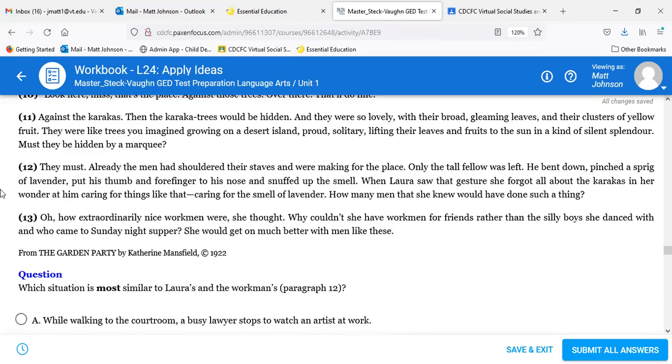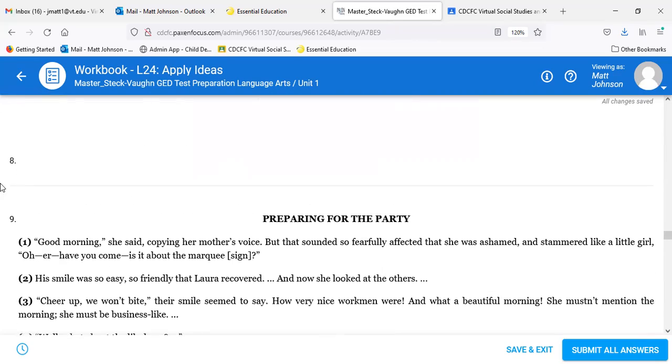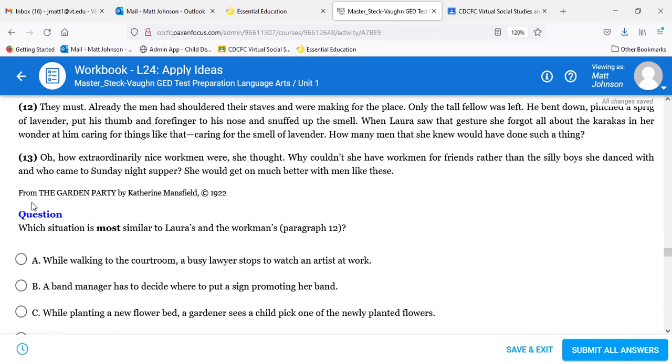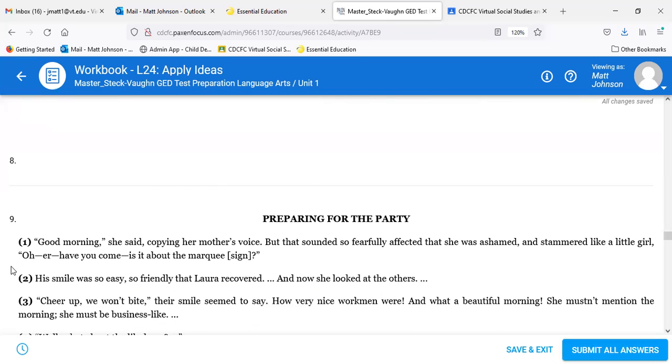So another passage. This one's all short stuff. I'm going to go ahead and read this one too. It's Preparing for the Party, and this is The Garden Party by Katherine Mansfield from 1922. So, preparing for the party.